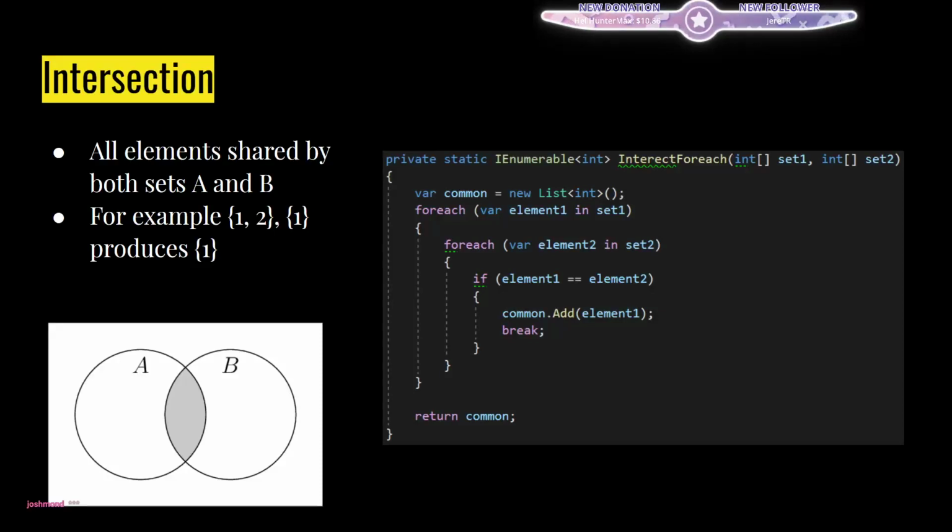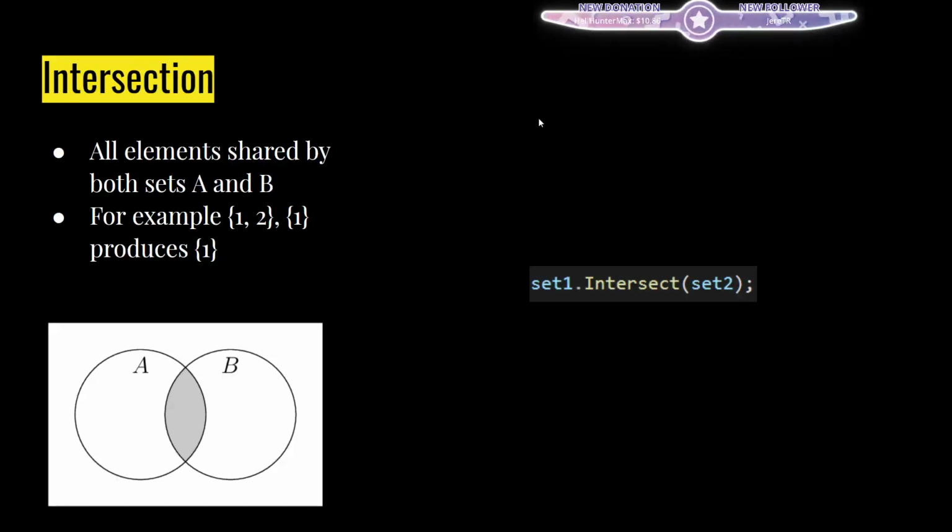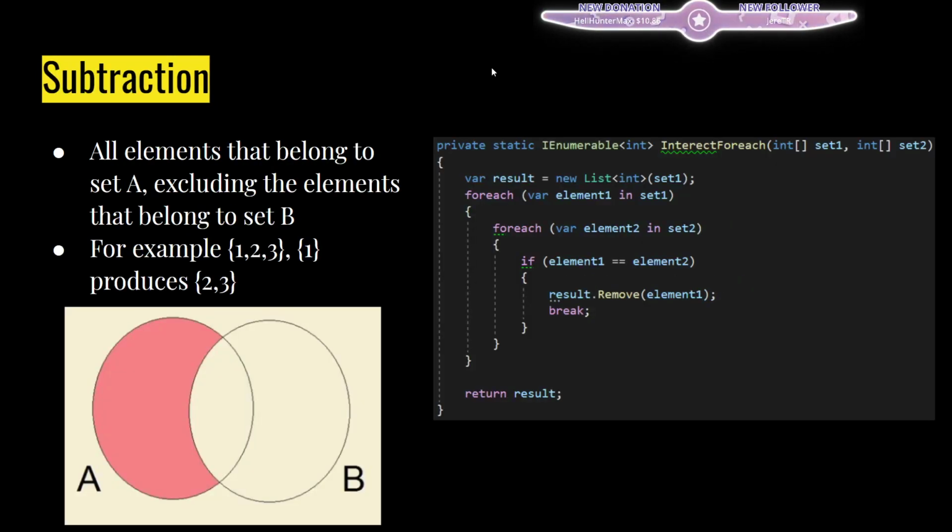Intersection. Intersection is basically what elements do collections A and B have in common? So in the example, if we have elements 1, 2 in set A and 1 in set B, the result is that 1 is a common element in both A and B. So it's the intersection of A and B. And again, a foreach loop, how do you do that? And for LINQ, trivial as that, with the Intersect method. And it sounds like the algebra method.